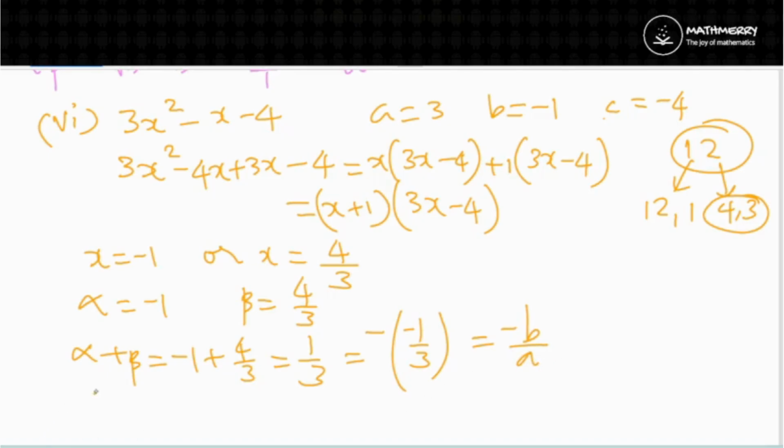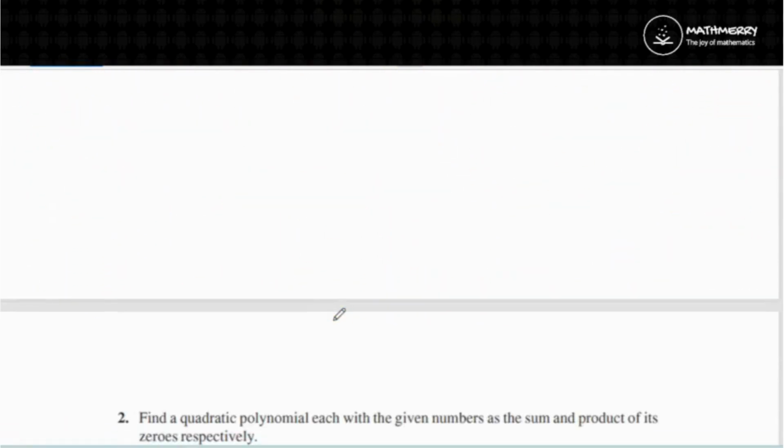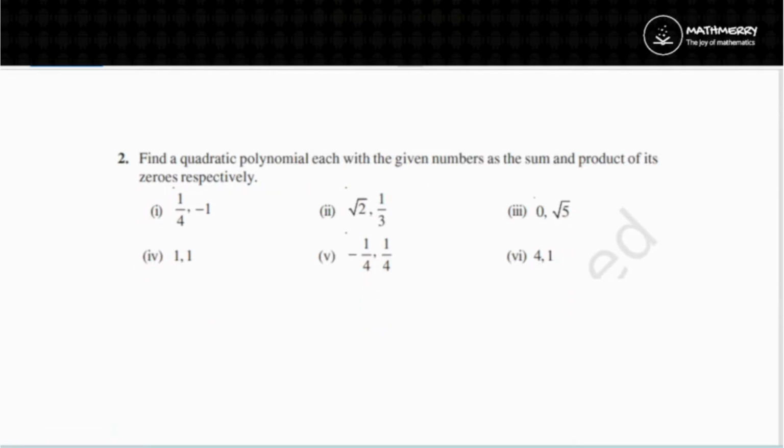So it's verified. Now alpha into beta, it's minus 1 into 4 by 3. So this will become minus 4 by 3. Now if you see here, we have c as minus 4 and a as 3. So no problem. It's c by a. That is constant by the coefficient of x square. So that is also fine. That is also verified. So I hope this is clear. We have solved the 6 sub questions. Now this is our second question.